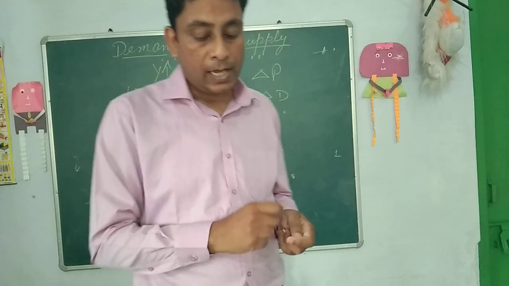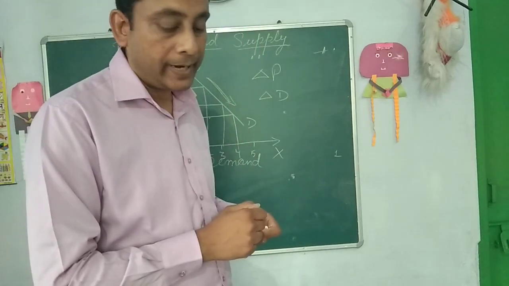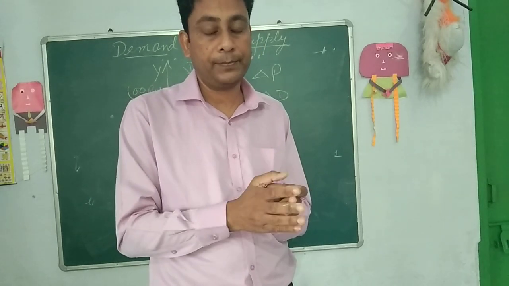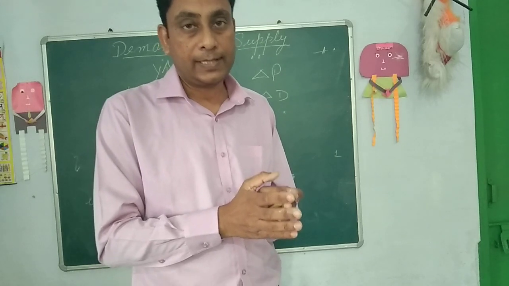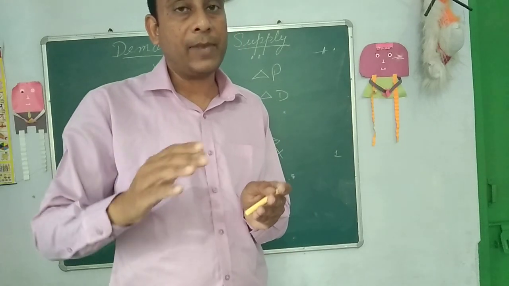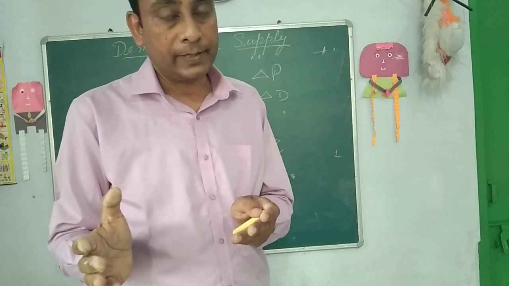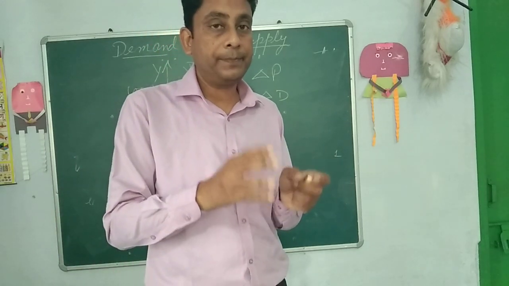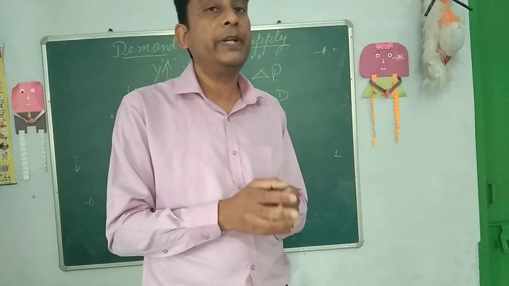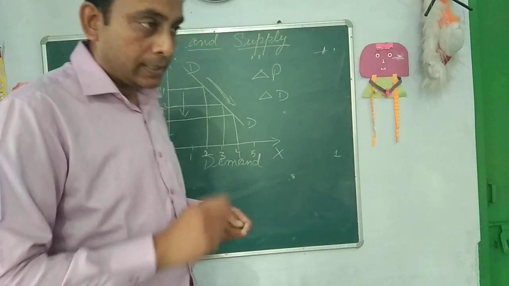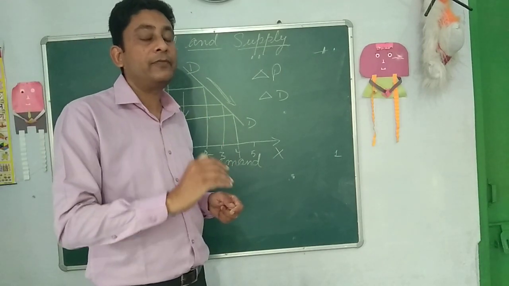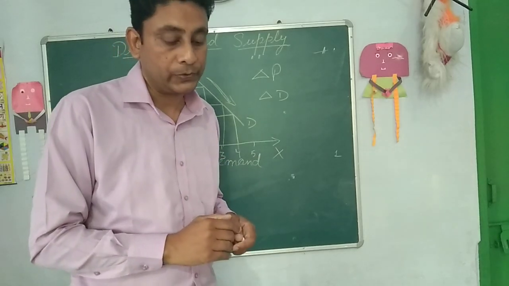The second factor is complementary goods. Now what are complementary goods? Goods which are jointly consumed by the consumer, for example, bread and butter. Suppose the demand for bread increases, it will also increase the demand for butter, because people use bread and butter together. So these both are complementary goods. If the demand for one increases, it will positively affect the demand for the other commodity also.